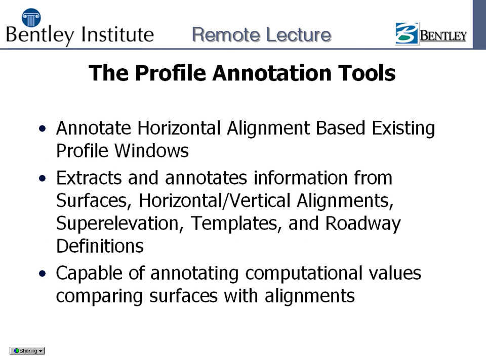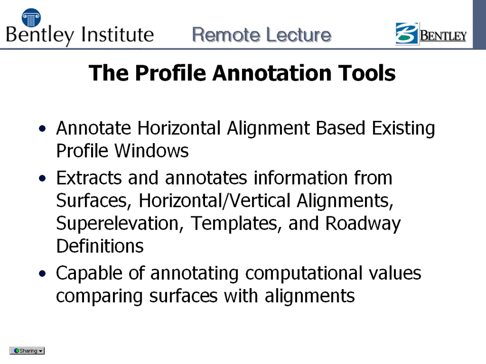Okay, first off, what are the profile annotation tools? Number one, they can be used to annotate horizontal alignment-based existing profile windows. This is intended to recognize an existing profile window and then put annotations on that we didn't have earlier, and things that we want to get at one way or another. Everything comes together now at the profile window stage. We can extract and annotate surface information, horizontal and vertical alignment information, super elevation information, template information, and even roadway definition information. So it's not just a profile type thing.